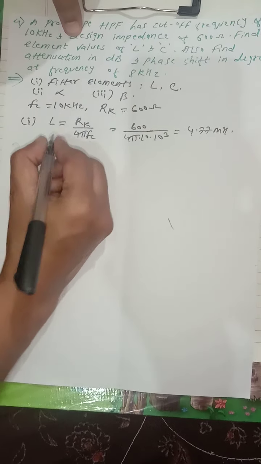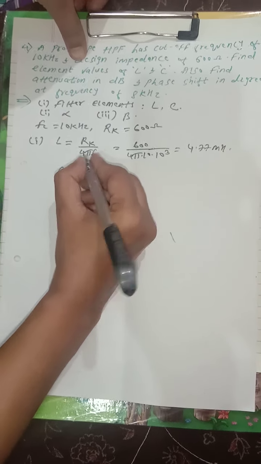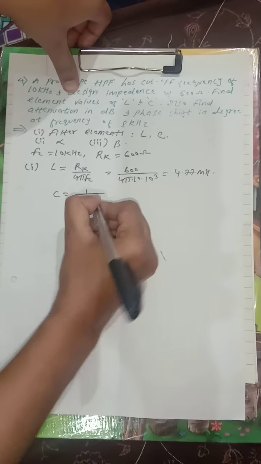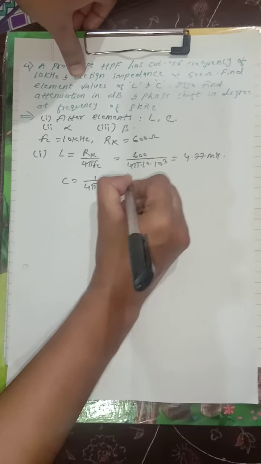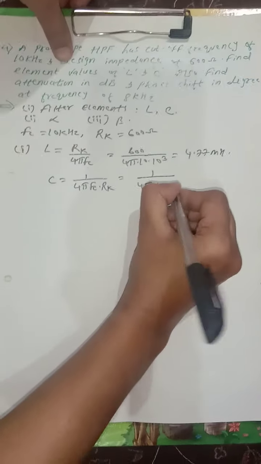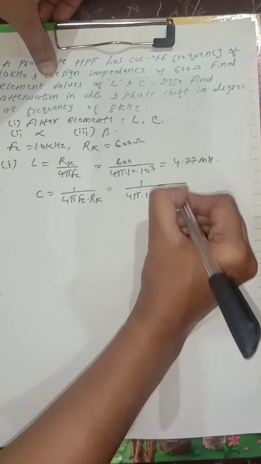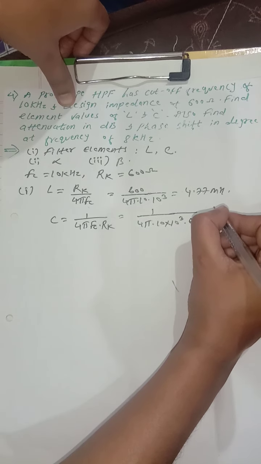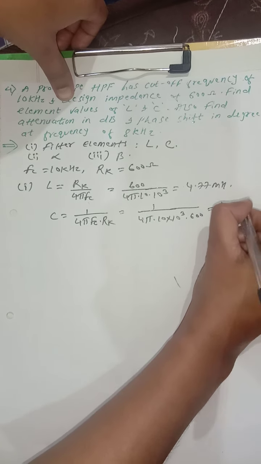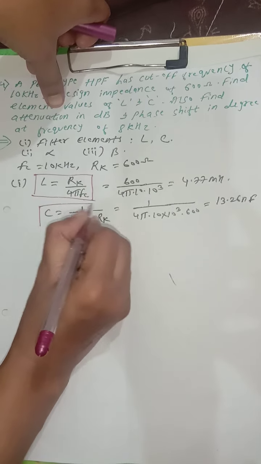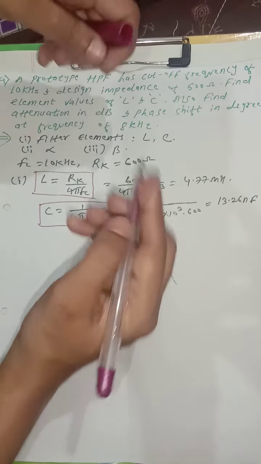Similarly, the second element, C, is the capacitor. So C equals 1 divided by 4 pi FC into RK. So 1 divided by 4 pi into 10 raised to the power 3 into RK, which is 600. Likewise, if you do it with the calculator, you will find 13.26 nanofarad. So with these formulas you can easily find the inductor value and the capacitor value. These two are the filter elements.